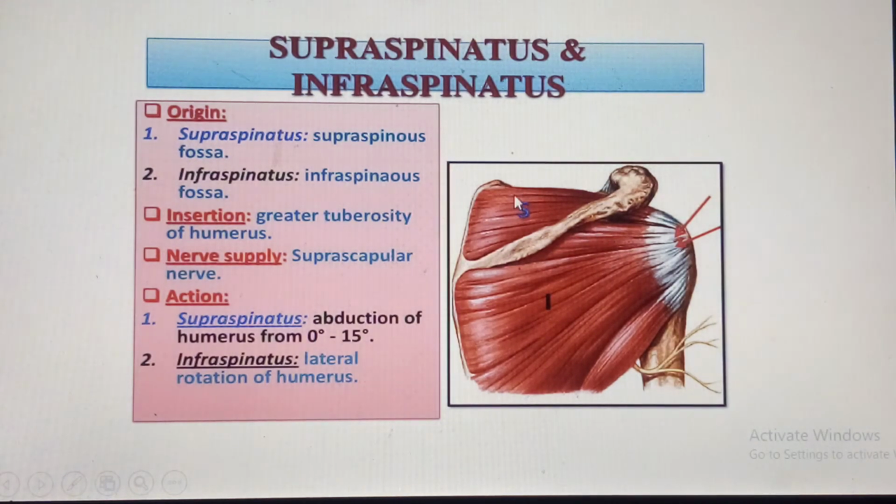Now one key thing is that the supraspinatus muscle will be very important in initiation of abduction. I told you about that one. 0 to 15 degrees abduction will be carried out by the supraspinatus muscle. But one key thing is that infraspinatus, inserting on the greater tubercle where it's laterally placed, will help in lateral rotation of the humerus. So that is one key thing that we have to know. But remember, the nerve supply will be coming from the suprascapular nerve. Yes, both supraspinatus and infraspinatus will be innervated by the suprascapular nerve.